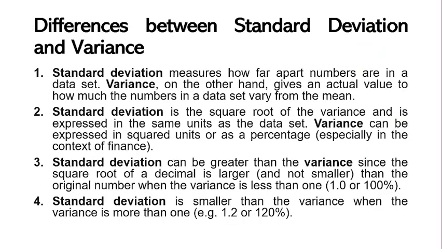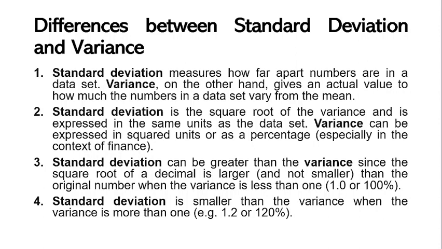Now finally, what are the differences between standard deviation and variance? The standard deviation measures how far apart numbers are in a data set, whereas the variance, on the other hand, gives an actual value to how much the numbers in a data set vary from the mean. Standard deviation is the square root of the variance and is expressed in the same unit as the data set, whereas variance can be expressed in squared units or as a percentage.